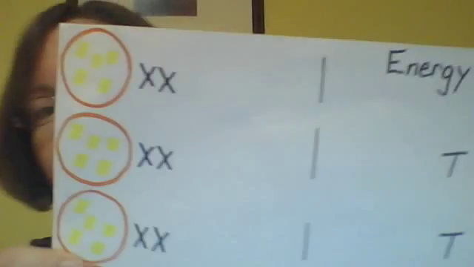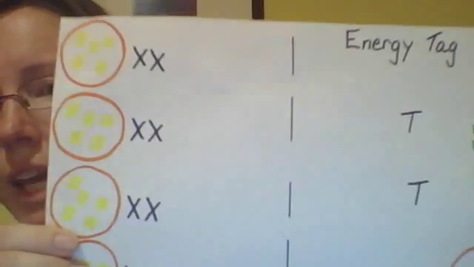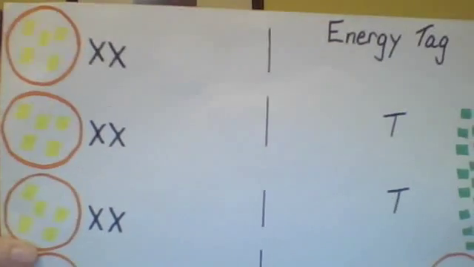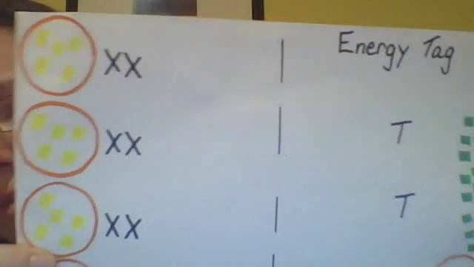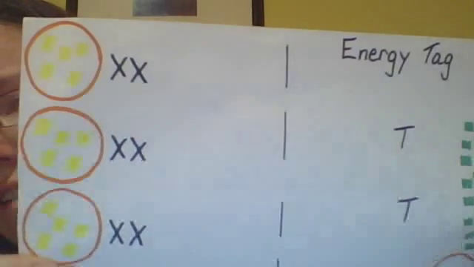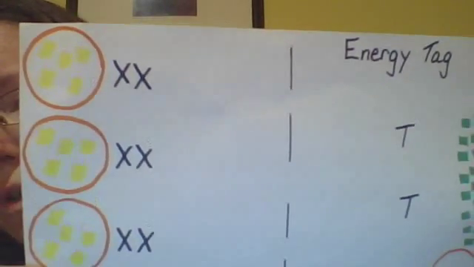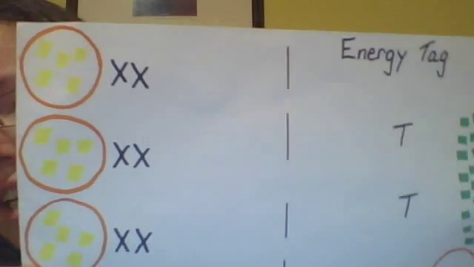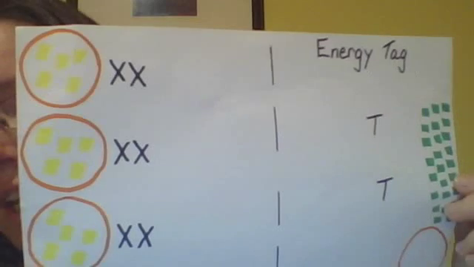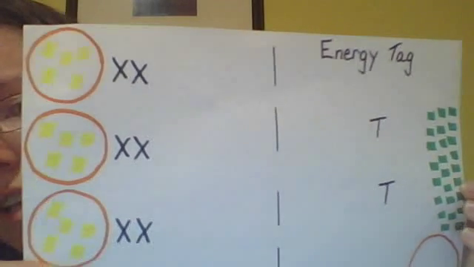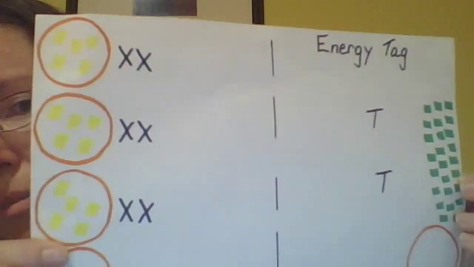So the first activity is called Energy Tag. And in this game, the idea is to make matches of insulin and glucose, because the students learned that in order for glucose to be made into energy, it needs insulin to unlock the cells for the glucose to enter. So on this side of the paper, you can see there are some hula hoops.